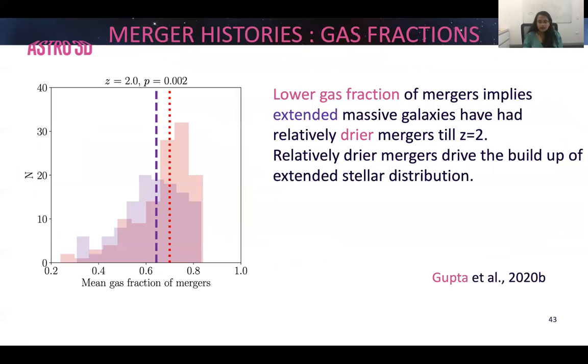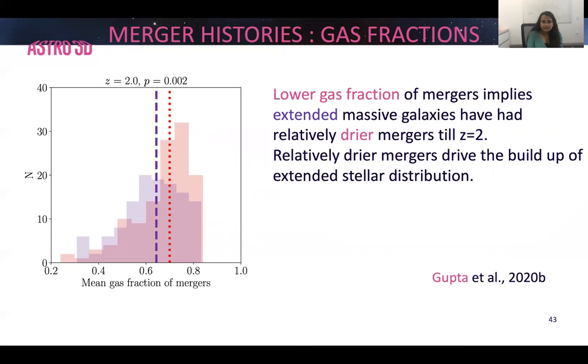And so why do they experience such different size mass evolution? The answer lies in their merger histories. When we looked at their merger history, the number of mergers, etc., all of them were pretty much the same. But when you look at the mean gas fraction of mergers, basically, these are the overall gas fractions of the merging component, right?